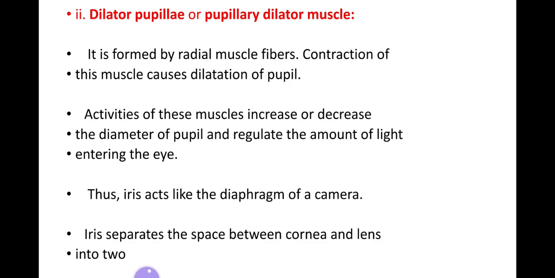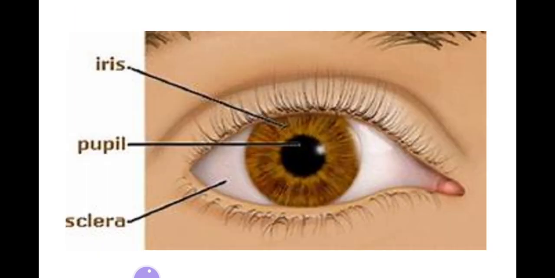Number 2, dilator pupillae, also known as pupillary dilator muscle. It is formed by radial muscle fibers. Contraction of this muscle causes dilation of the pupil. Activities of these muscles increase or decrease the diameter of the pupil and therefore regulate the amount of light entering the eye. Thus, iris plays an important role and acts like the diaphragm of a camera. Iris also separates the space between the cornea and the lens into two.